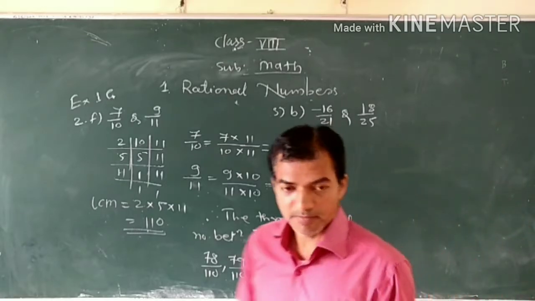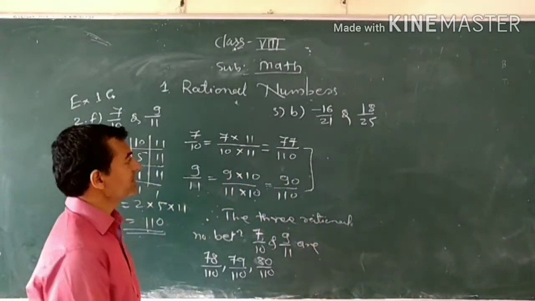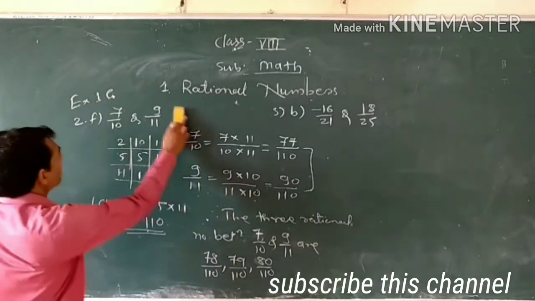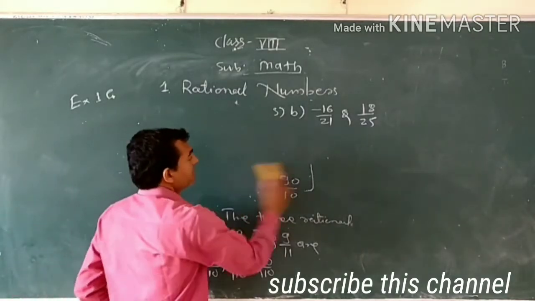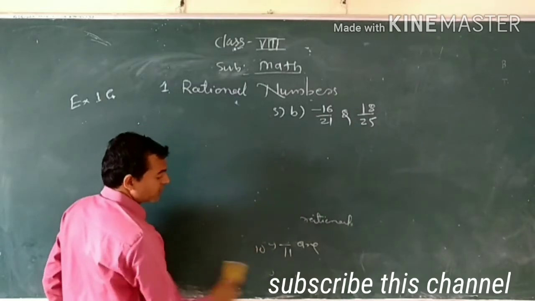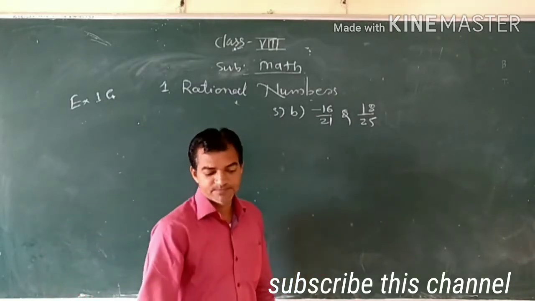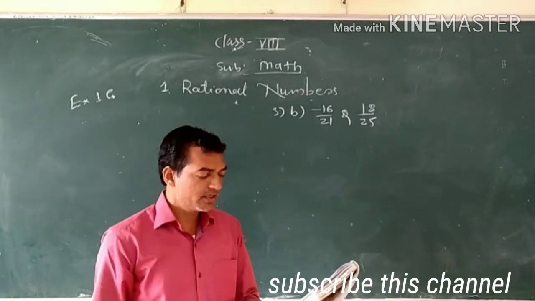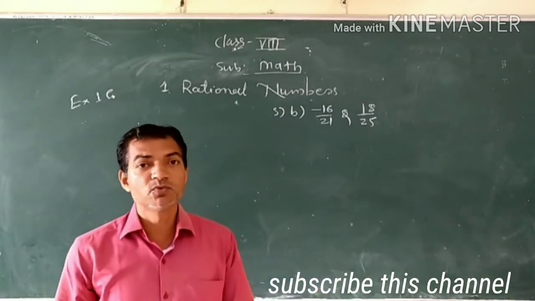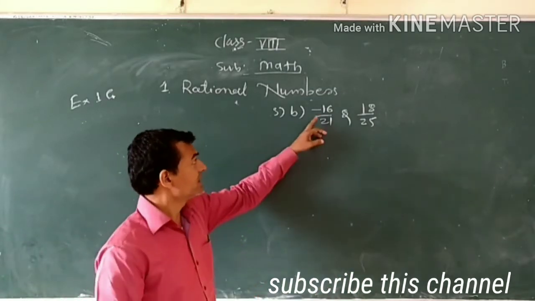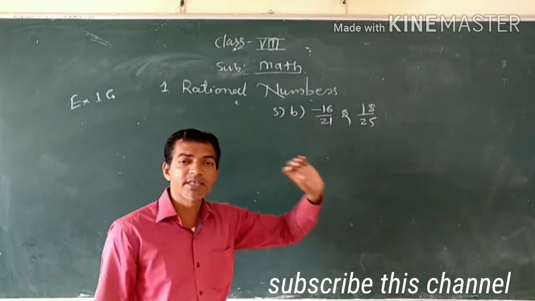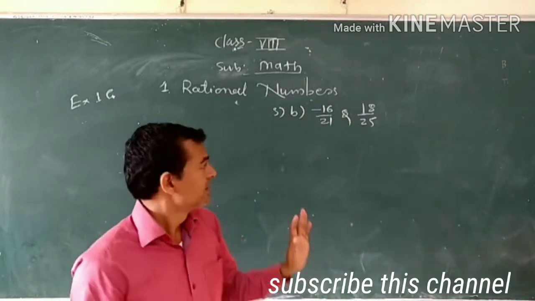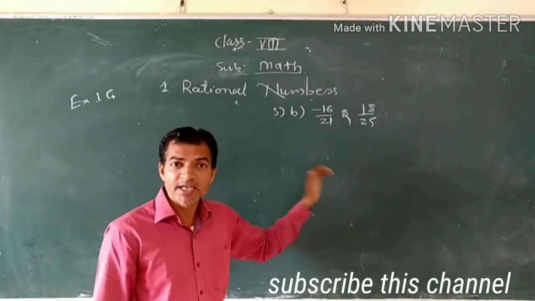Okay, the next problem is question number 3. Listen here. What is the question? Read it again. Now you have to find 5 rational numbers between these two numbers. One of the numbers is negative and this is a positive number. If the number is negative, then no problem. Same method you have to apply here also.